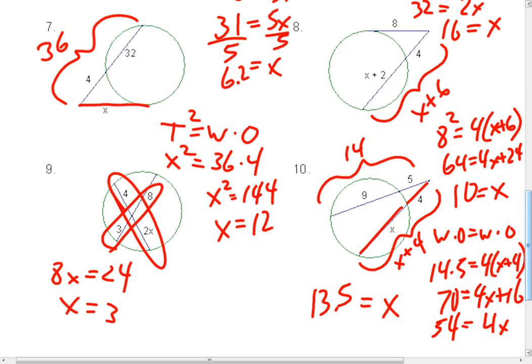I just don't get number 8. Like when you multiply 4 times the x and get 4x, and then multiply 4 times the 2 and get 8. Here's the rule, whole times outer. X plus 2 is not the whole, x plus 6 is the whole. You have to add x plus 2 plus 4 to get this whole thing. This is just the chord, and that's not part of the rule.